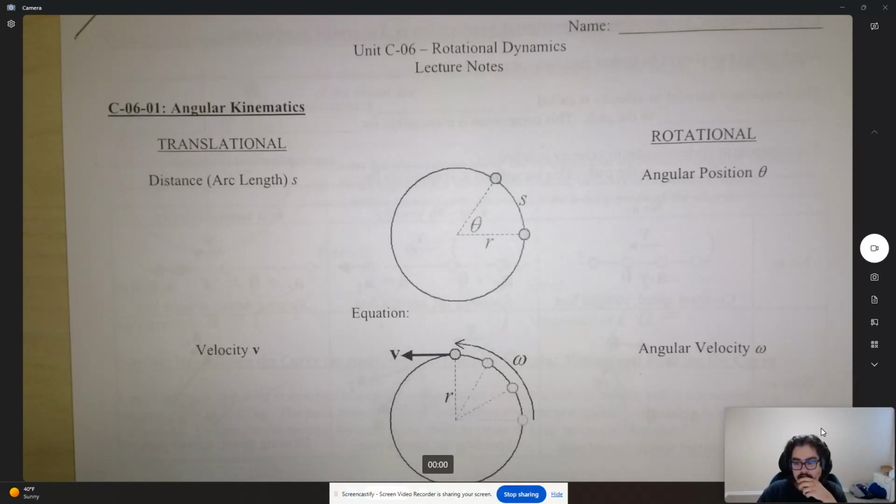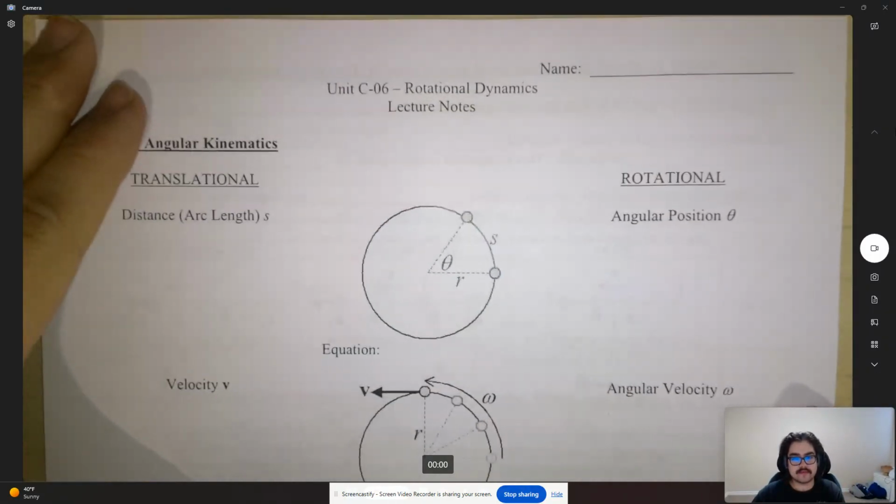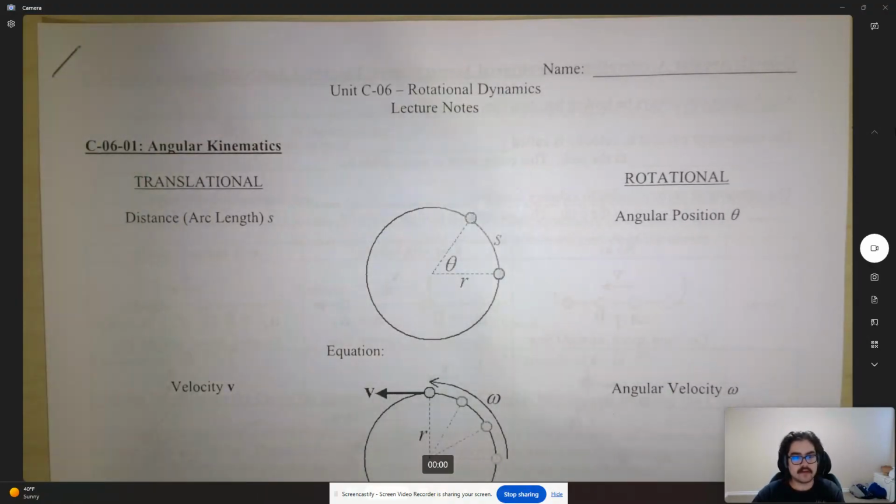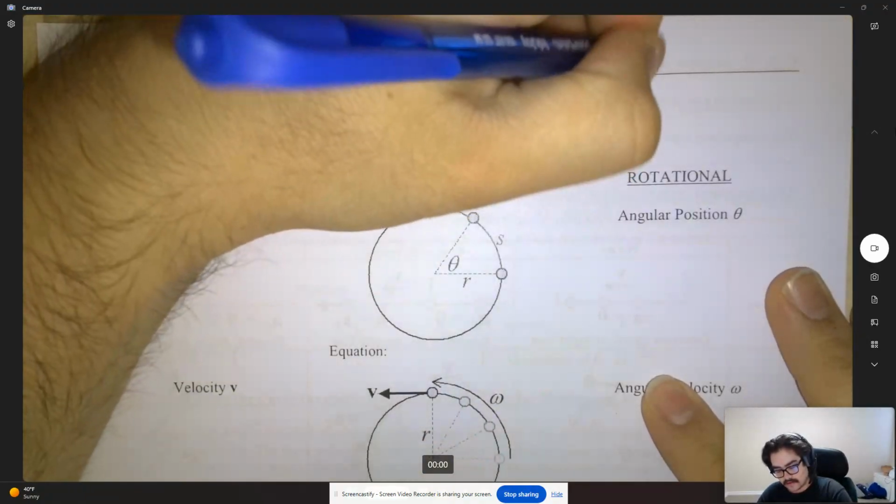All right, here we go. We're back. We're so back with some rotational dynamics stuff. Okay, this is the next unit of it.